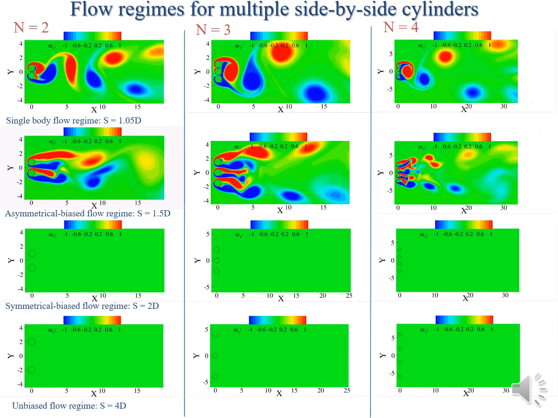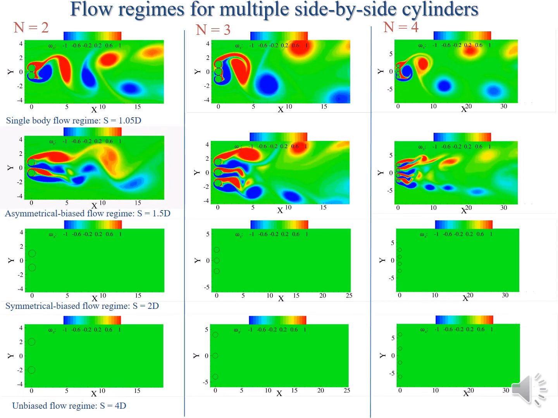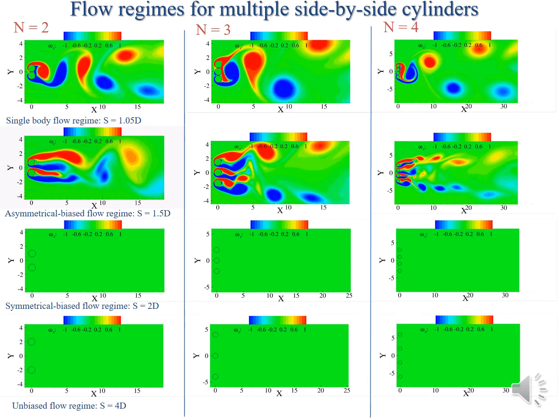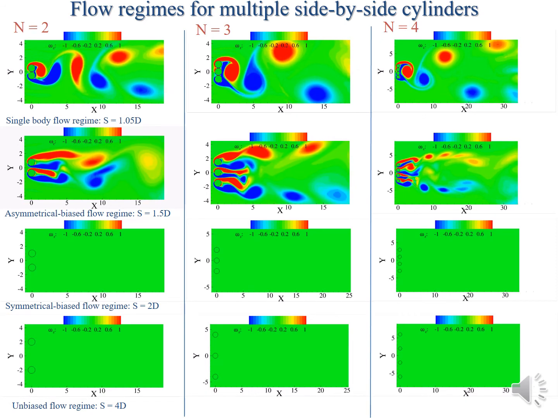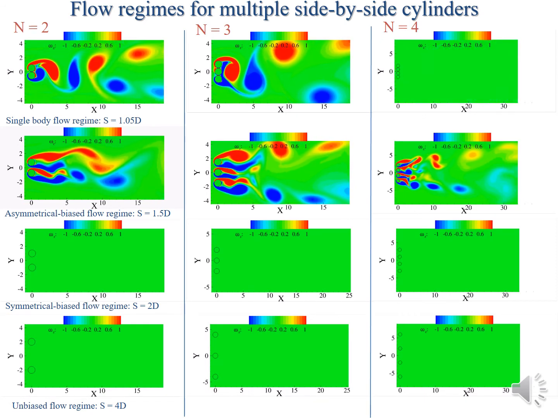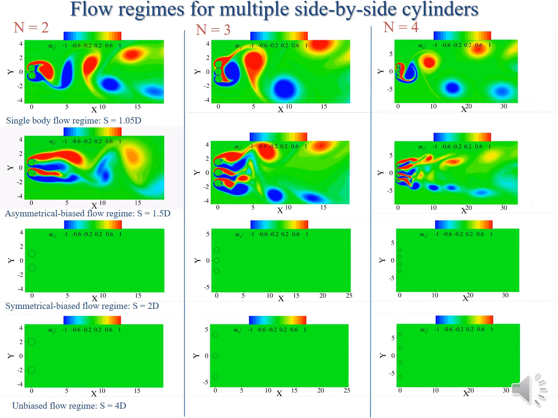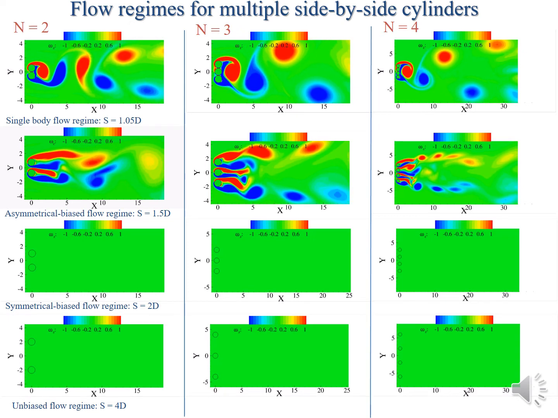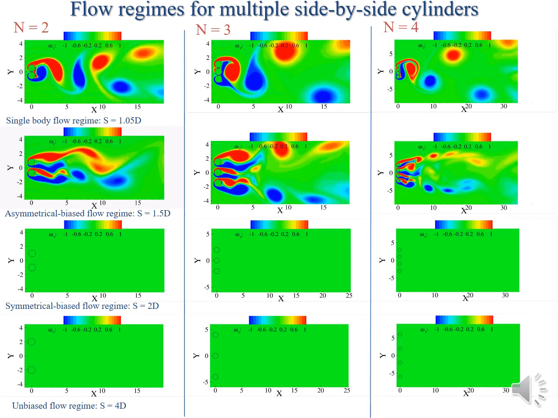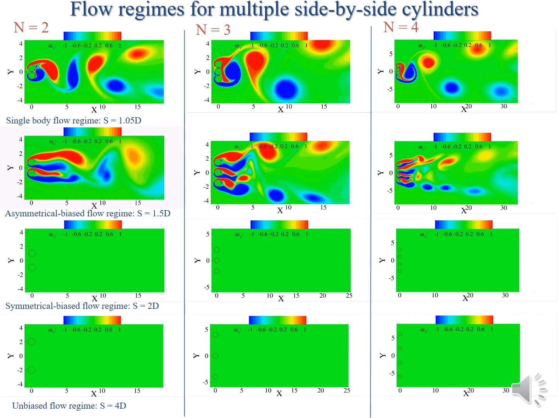Then we are going to increase the gap ratio to about 1.5, in what we call the asymmetrical biased flow regime. And we find now that every cylinder is behaving pretty independently. It is not really a single body, but there is a very huge interaction between the cylinders. And we find that there is actually a deflection of the wake, all along, towards one side or the other. So that is the asymmetrical biased flow regime.